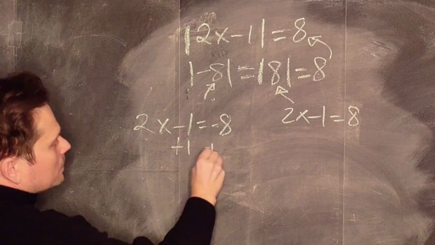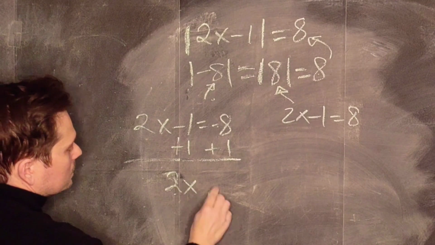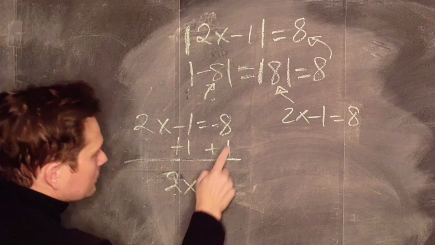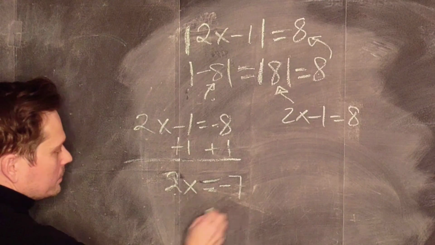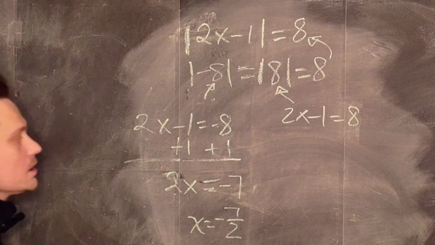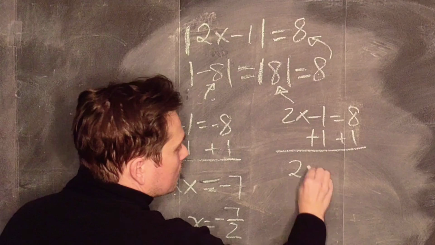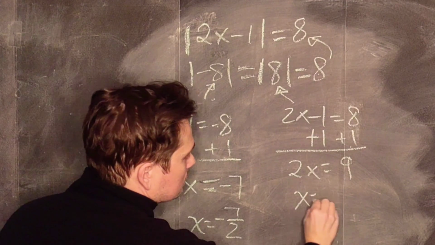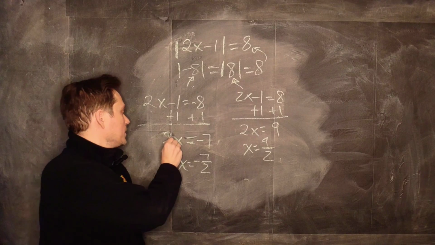Then you can do plus 1, plus 1. So you're going to have 2x is equal to, at this stage just be careful, negative 8 plus 1, so that's negative 7. Then you divide by 2, so x is equal to negative 7 divided by 2. Then you do the same thing here, so plus 1, plus 1. So 2x is equal to 8 plus 1, which is 9. Then divide by 2, so x is equal to 9 over 2. And those are the answers. Let me fix this up a little bit here.